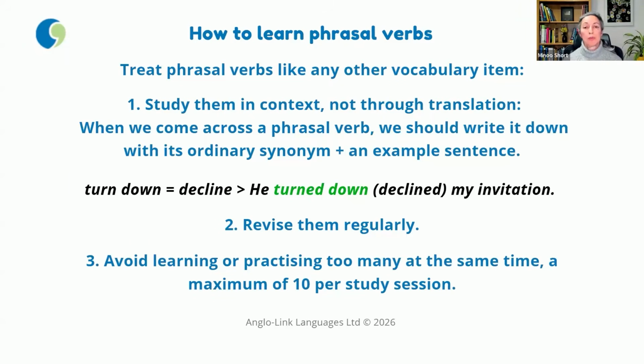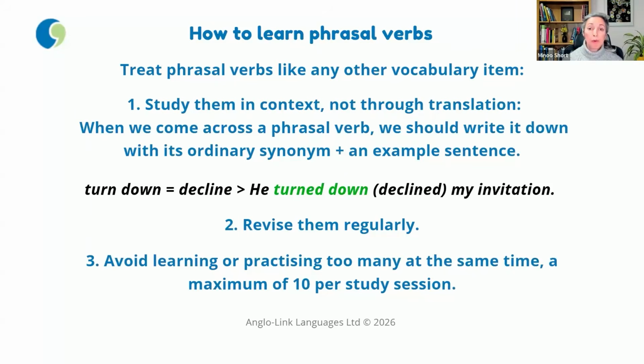For example, you have come across this verb, which is new for you maybe, turn down. Okay, the ordinary synonym is decline. We write it down and then an example sentence: He turned down or declined my invitation. The second thing that you need to do, like with any vocabulary item, is to revise them regularly. But point 3, avoid learning new ones or practicing ones that you know, too many of them at the same time. A maximum of 10 per practice or study session.